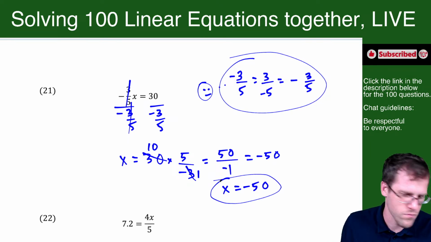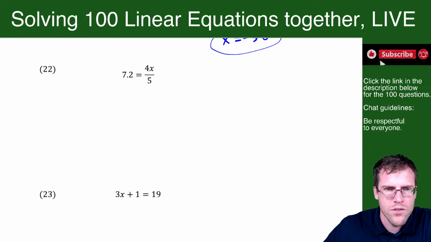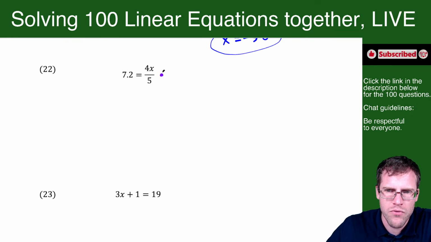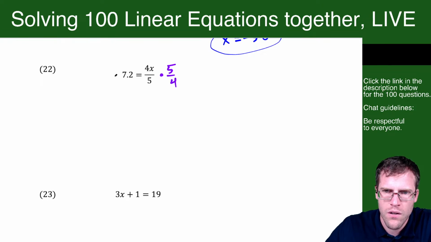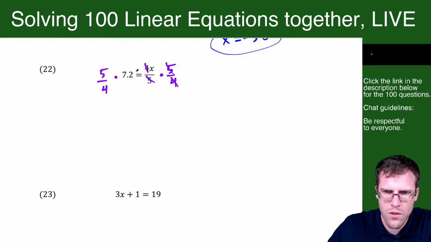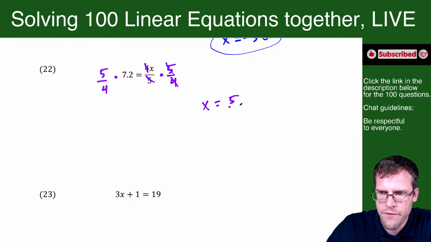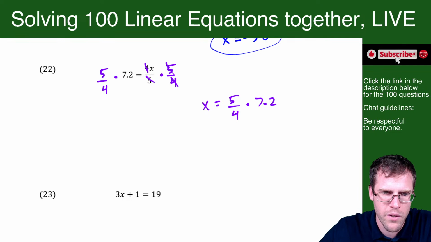Okay, so very cool. Moving on. All right. So question 22, 7.2 equals 4 over 5 times, or 4x over 5. So this one, I'm multiplying both sides by the reciprocal, 5 over 4. Okay, so times 5 over 4. Now, you could use a calculator here, which we'll do in a moment to check this. So in a moment, we're going to say x equals 5/4 of 7.2. So this is definitely a calculator situation, but why not learn a little mental math here too?